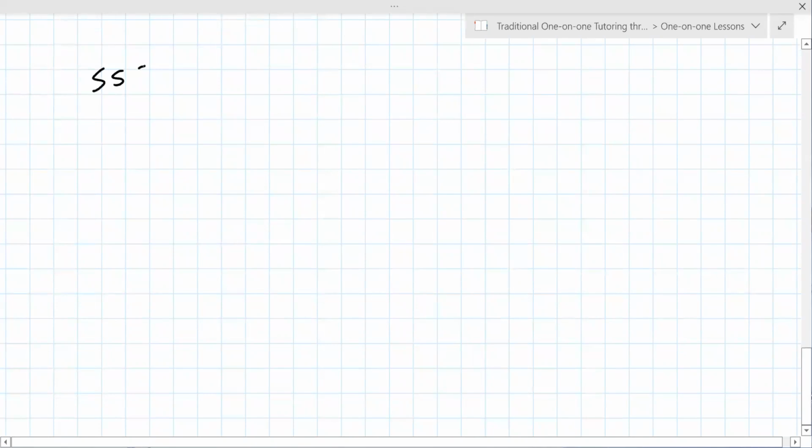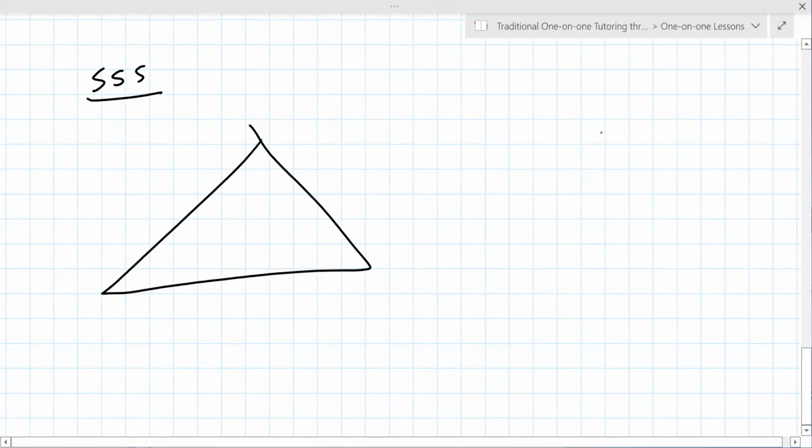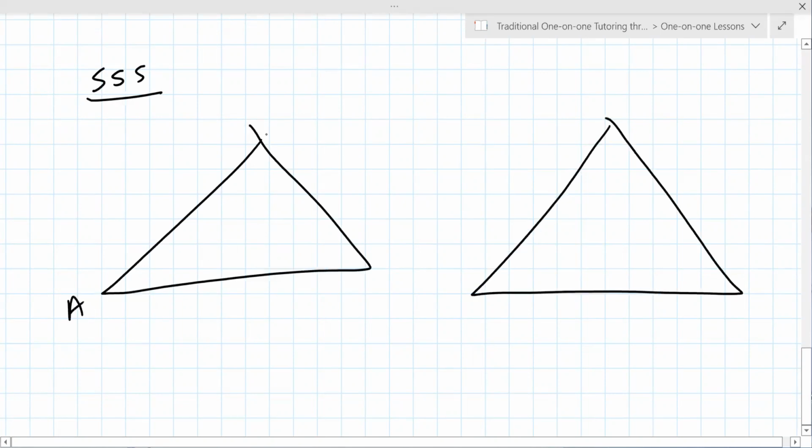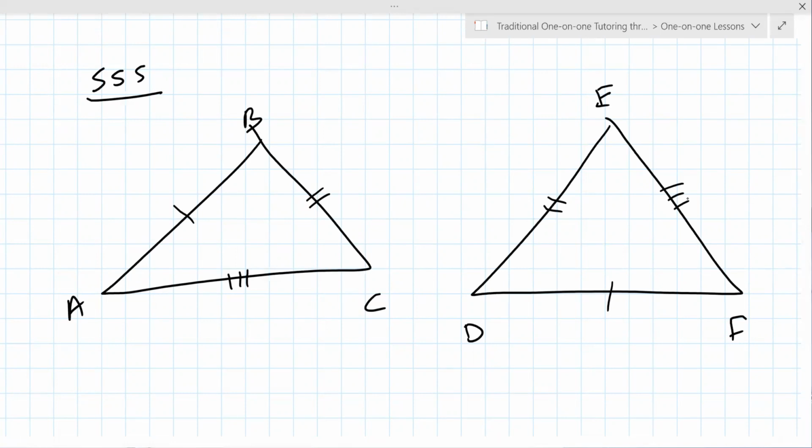at another SSS triangle. But this time it's not going to be the way you want it to be, even though it might look the same. A, B, C, D, E, F. So we'll go that, double line, triple line, triple line. So these are congruent, because all three sides are the same, even though it's not drawn to scale.